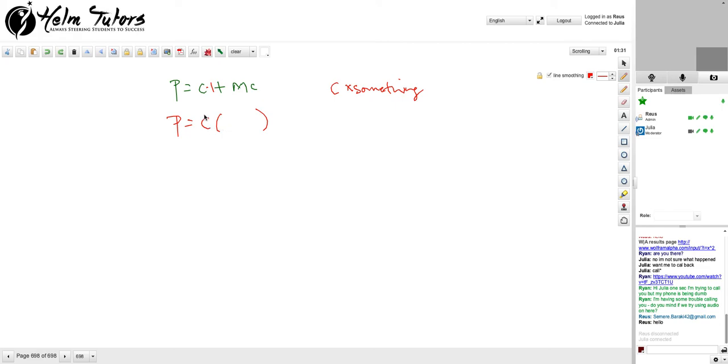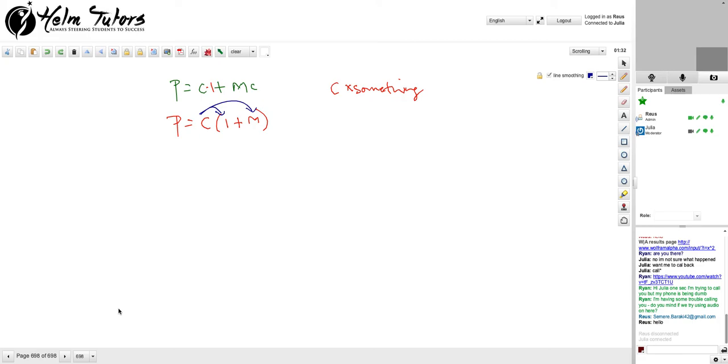So on the right hand side, if I factor out a C from the 2 terms, I would have to write C times, what should I put in the parentheses? 1 plus m. Because when I distribute the C, I need to get back that C, so I need the 1 to be there. And then when I distribute the C over there, I'm going to get mC. Does that make sense?